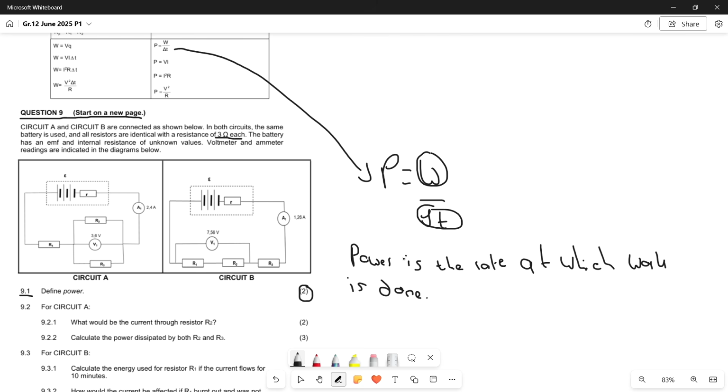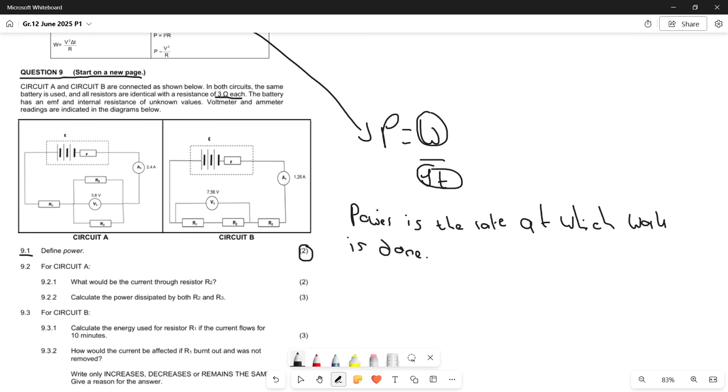This is an all or nothing question. We either get 2 marks or we get 0. But with that, it means we are probably going to have a question on power coming up next.